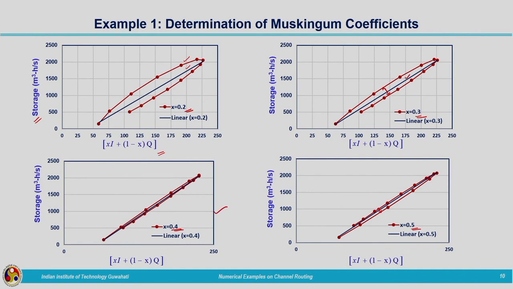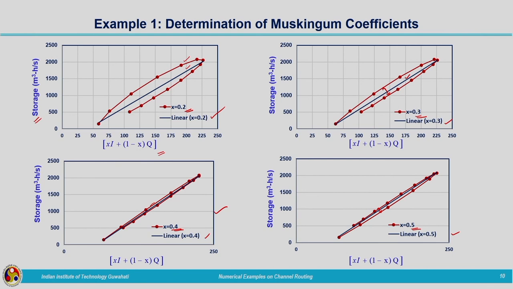In this case, the curve is approximately closer to the fitted straight line. Here in this case, more variation is there. When we are comparing the cases x equal to 0.2 and x equal to 0.3, better conditions are there in the case of 0.5 and 0.4, but the best one we can choose is the one with x equal to 0.4. So, with the value corresponding to x equal to 0.4, we will compute the k value.